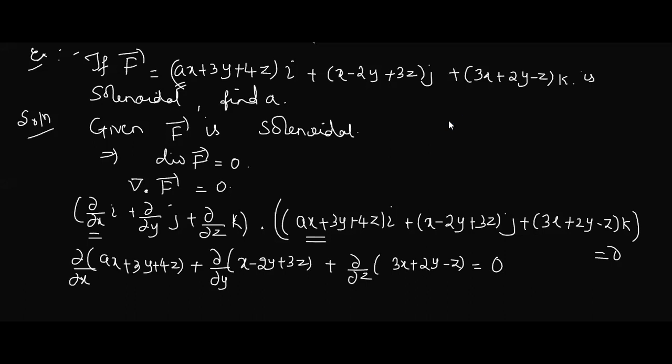Now, the derivative of the first bracket with respect to x is a. The derivative of the second bracket with respect to y is the coefficient of y, which is minus 2. The derivative of the last bracket with respect to z, the coefficient of z, is minus 1. Now, a minus 2 minus 1 is 0, so a minus 3 equals 0. Shifting it across, it becomes plus 3. So altogether, a is equal to 3.